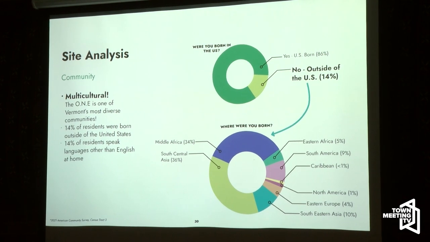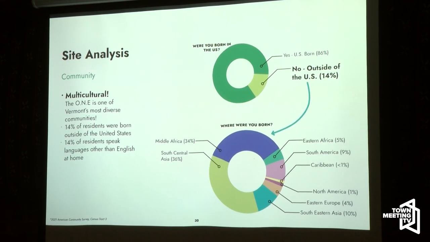Diversity is kind of a broad term that can take on a lot of different meanings for folks. We'd like to underscore the international nature of this community here, that 14% of folks in the census say that they were born outside of the US. And as we dig into that, which is very high for Vermont, so it is part of what makes this neighborhood so special. When we dig in, we see about a third are from Central, Middle Africa, a third from South Central Asia, and the final third is sort of a mix from different global communities.